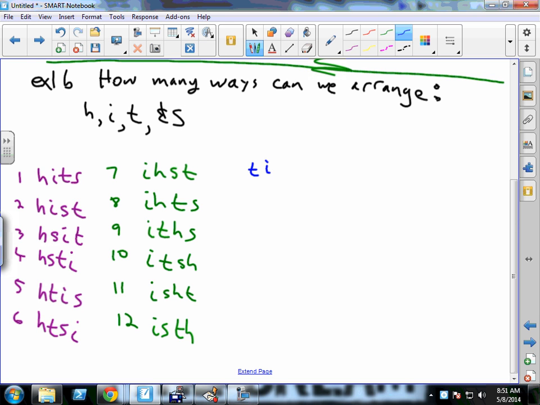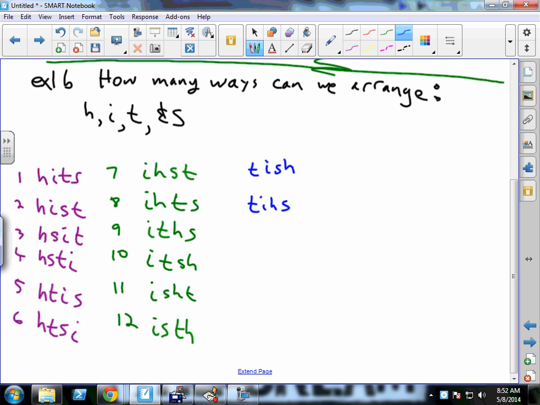T, I, S, H. I was telling my other class that I actually had my first crush ever when I was in 7th grade. I was in track, and there was a senior who high jumped. She jumped like 5'6". Her name was Tish. So anyways, not that you wanted to know that.